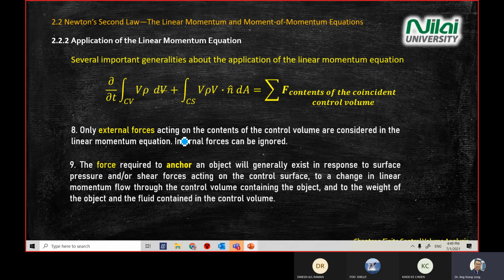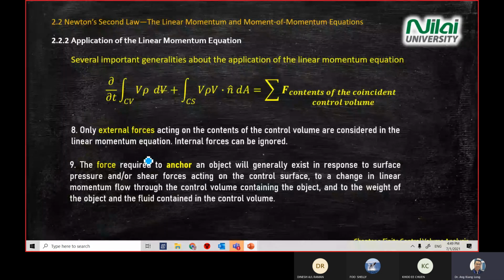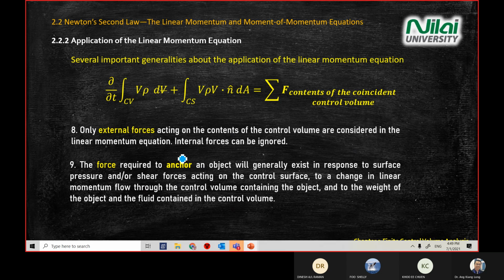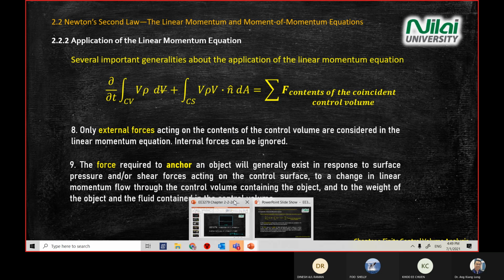What else? The rest you can read from the slides. External force, okay, this one you can read. I think we stop here, then go for a short break. Again, points number 8 and 9, you read from the slides. Stop the recording.